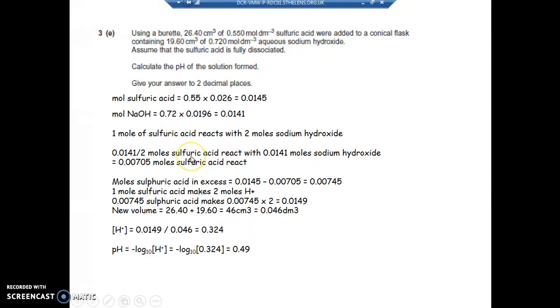We've got a very strong acid, sulfuric acid, and it's a diprotic acid, so it makes twice the number of moles of H+. Yeah, and it completely dissociates into H+. It's a strong acid, so that seems like a reasonable pH.